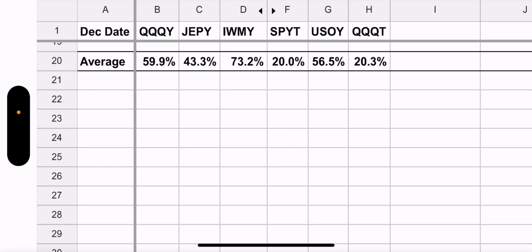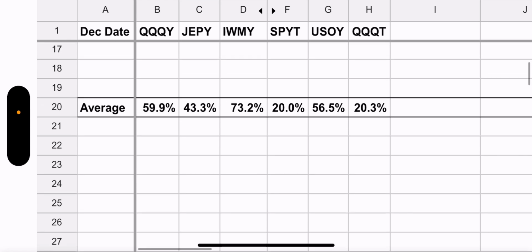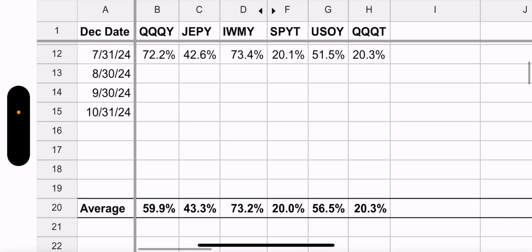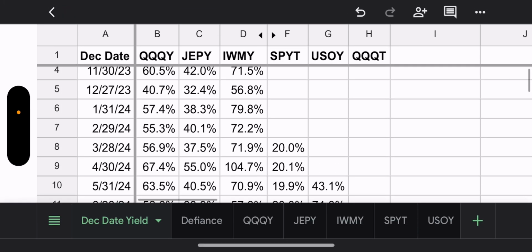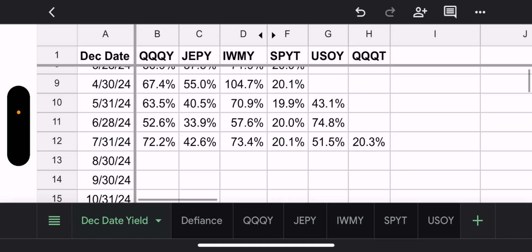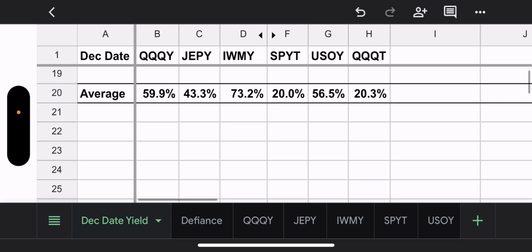So that's what they're yielding, again, on average, month over month. I take what they're paying divided by the current price and then get their average yield, if you guys were wondering how much they pay on a consistent basis.